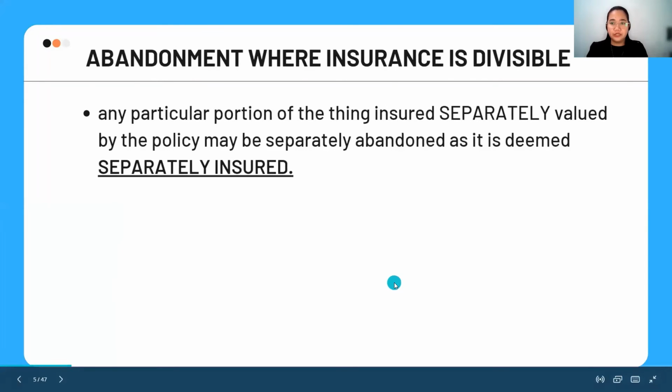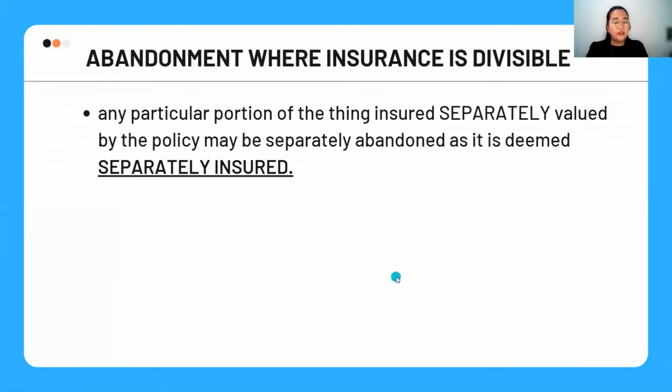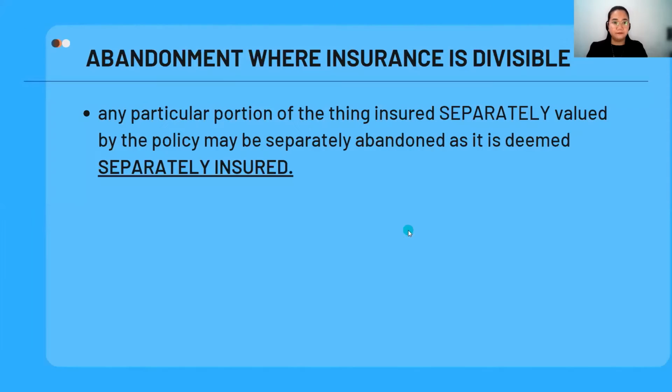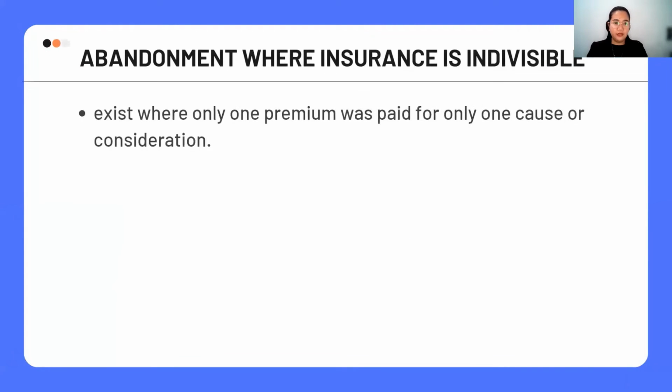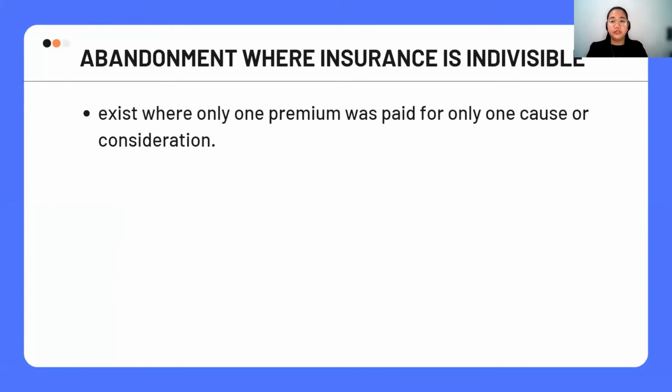Abandonment where insurance is divisible. So, if any particular portion of the thing insured separately valued by the policy, it may be separately abandoned as it is deemed separately insured. Next is abandonment where insurance is indivisible. Indivisible insurance exists where only one premium was paid for only one cause or consideration.